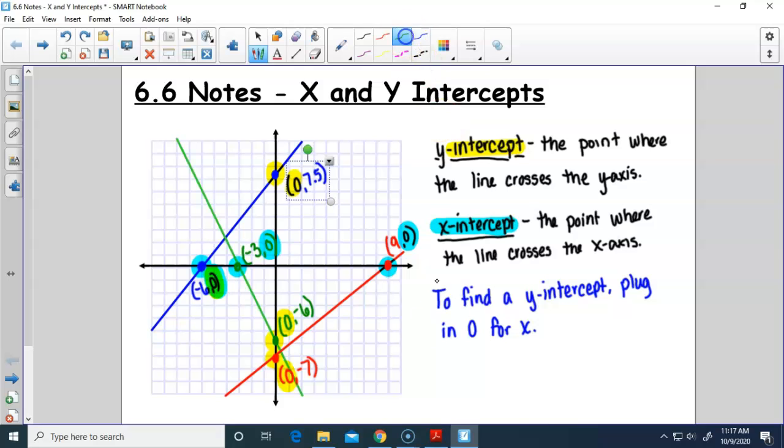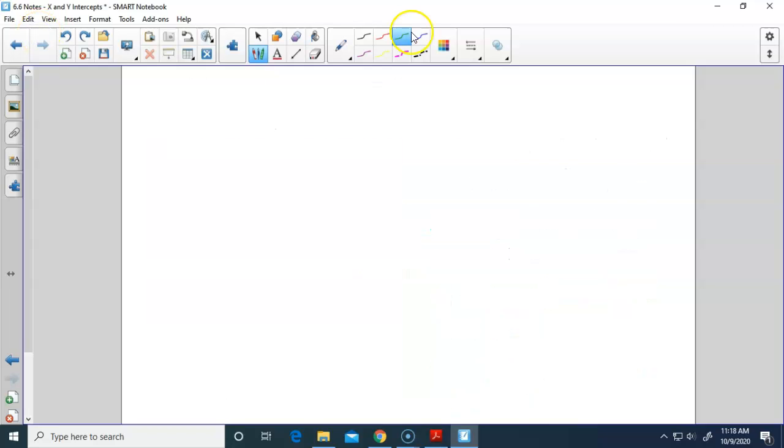So let's add this in a different color. To find an x-intercept, we want to plug in 0 for y. So to find a y-intercept, plug in 0 for x. To find an x-intercept, you plug in 0 for y. And so let's look at some examples.